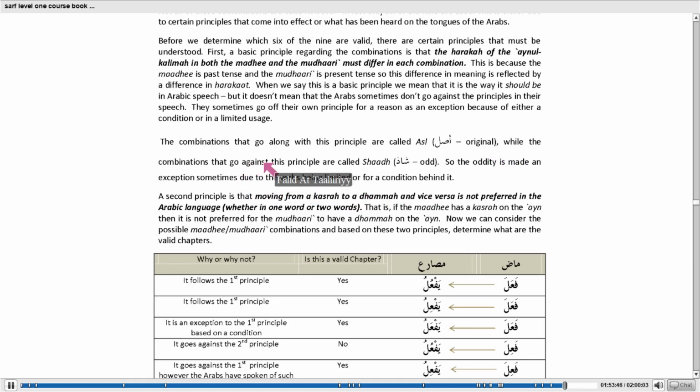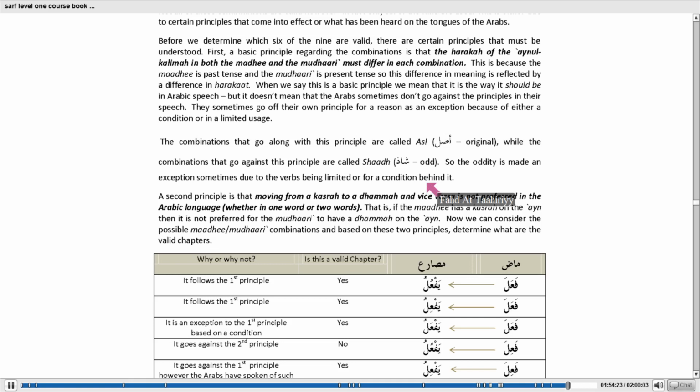While the combinations that don't follow this principle are called odd combinations. So the oddity is made an exception sometimes due to the verbs being limited or for a condition behind it. Okay? Clear? Barakallahu fikum. Is this clear to all?